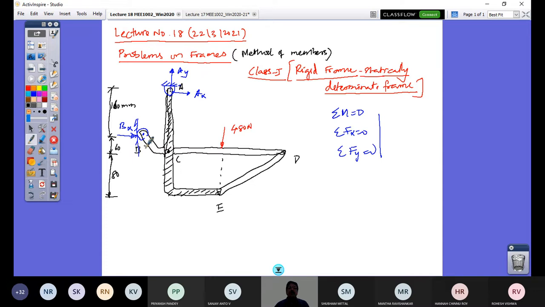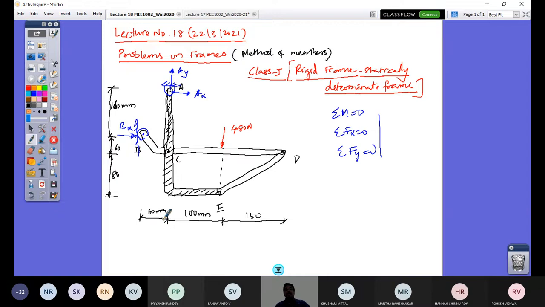Now, the dimension of member BCD is given like this. From B to C, it is 60 mm. And from C to the point of application of the load, that is from point C to E, is 100 mm. And from this point till point E is 150 mm. So it's 250, 310 mm total.